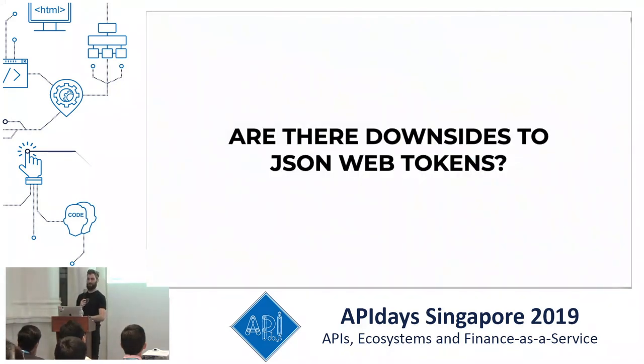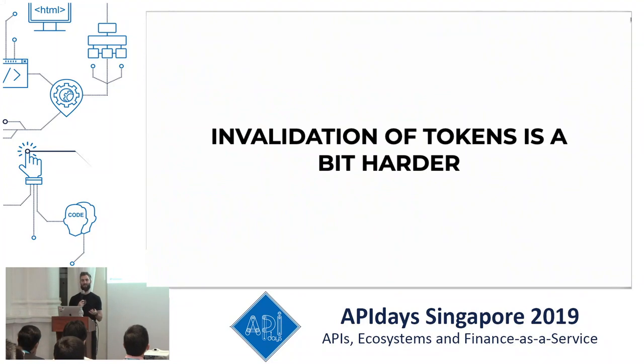So are there any downsides to JSON Web Tokens? Every good thing has some downsides, right? There are a few. Invalidation of tokens is a bit harder. Let's say that I hire this fine sir here as an employee of my company, and I give him access to my email, to all my systems. But during the first day, I decide that I don't really like him, so I want to fire him again.